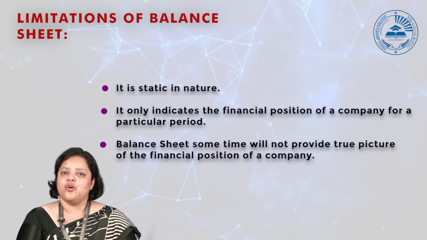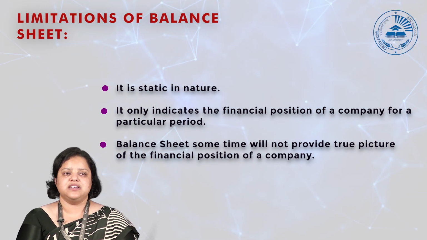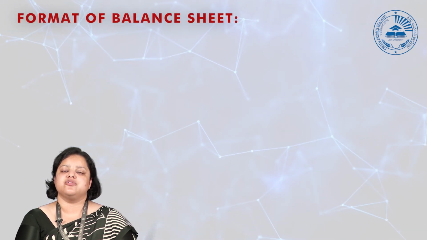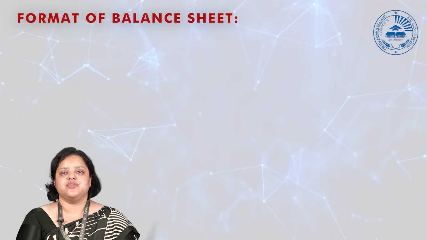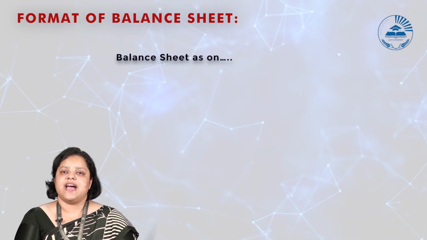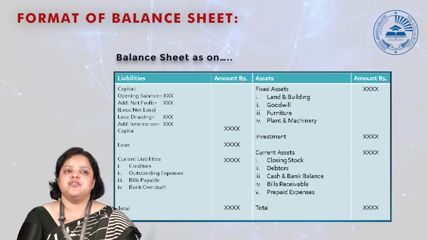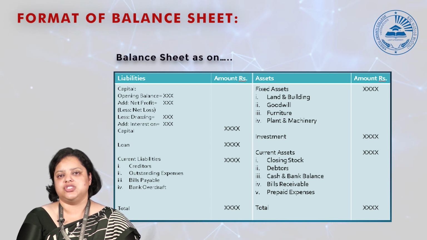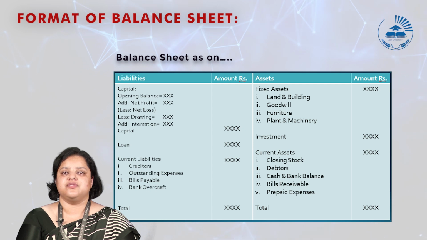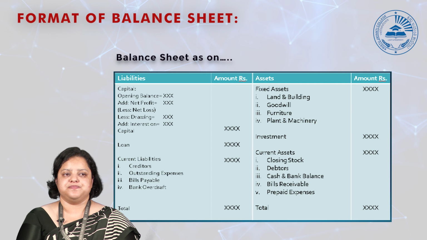So lastly, we will talk about the format of the balance sheet. So this is the basic format of the balance sheet, and in final accounts, whenever we are preparing any trading account, profit and loss account or balance sheet, we should always start with the date. So you can see in the format I have written balance sheet as on. As on means here we need to mention the date. Here we need to mention the last date of the financial year. So our financial year last date is 31st March. So 31st March 2024 or 2025 we need to mention.